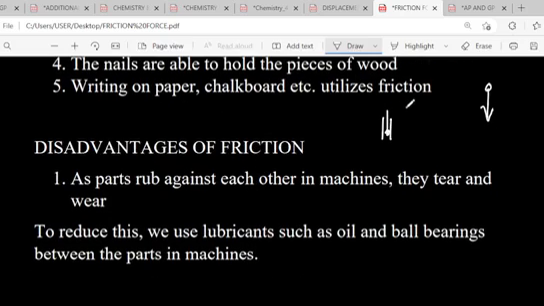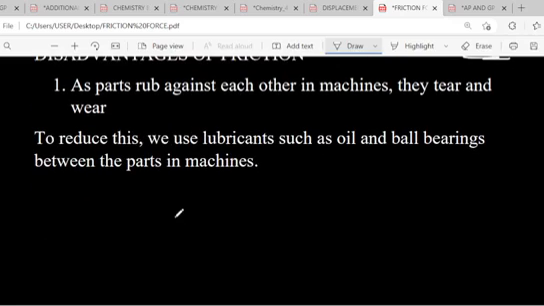Writing on paper or a chalkboard utilizes friction. Without friction force between the pen and the paper, you cannot write. The disadvantages of friction: as parts rub against each other in machines, they tear and wear. Over time, friction force causes wear and the parts get worn out.